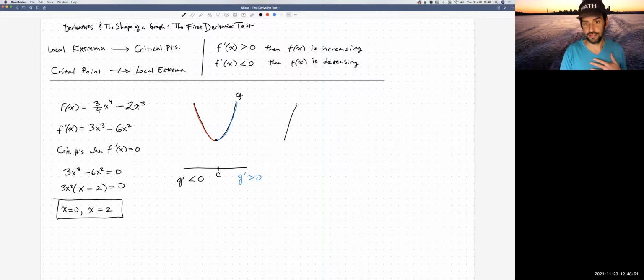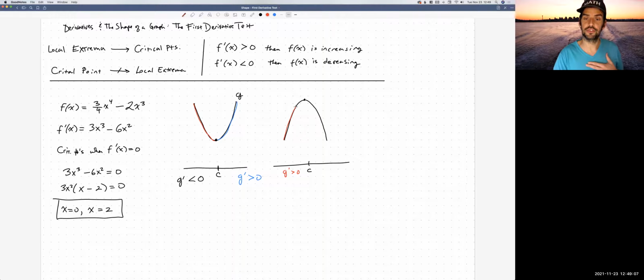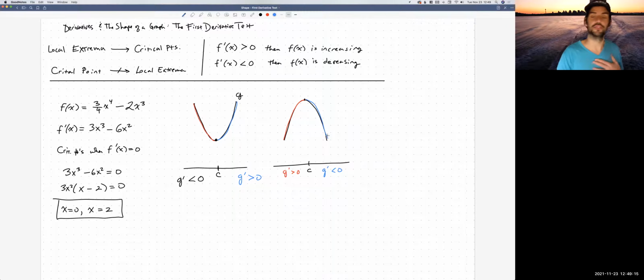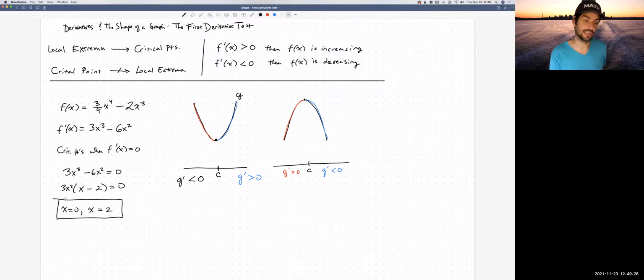On the other hand, if we were looking for a maximum, what we would expect is that g prime would start out greater than 0. We're increasing to the maximum, and then we decrease as we go away. We go to lower values, right? So to the left, in the case of a maximum, we have a positive derivative, and on the right, we have a negative derivative. Let's see if that works out with this function we just looked at, okay?